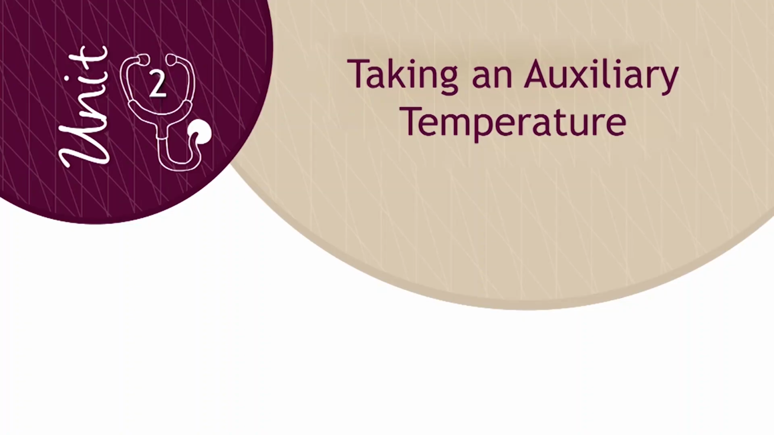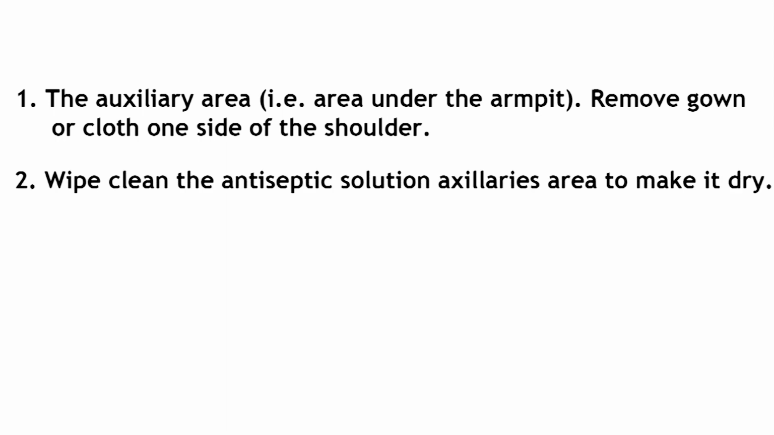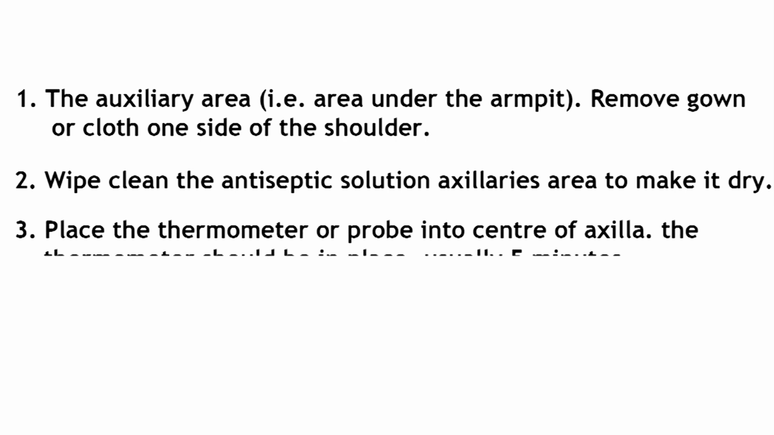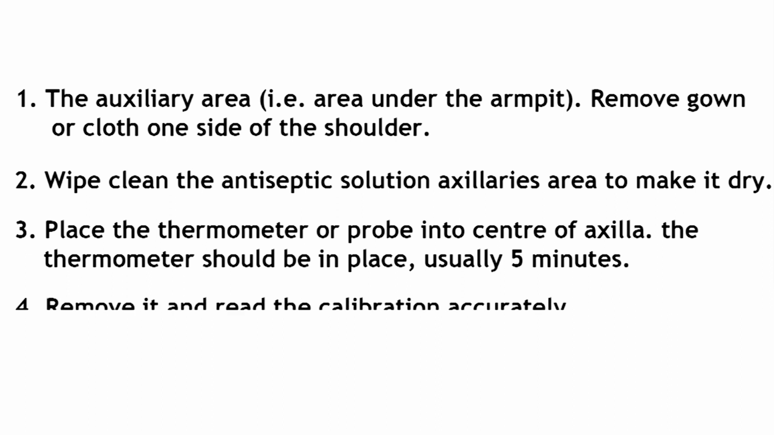Taking an axillary temperature. The axillary area, that is the area under the armpit: remove the gown or cloth from one side of the shoulder. Wipe the axillary area with antiseptic solution and make it dry. Place the thermometer or probe into the center of the axilla. The thermometer should be in place usually 5 minutes. Remove it and read the calibration accurately.